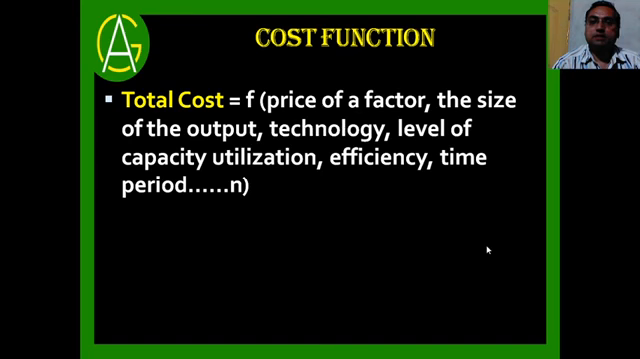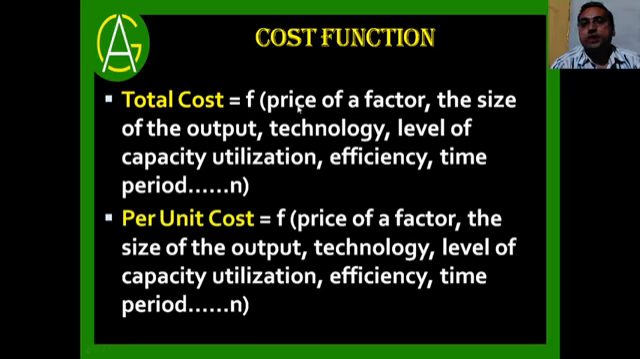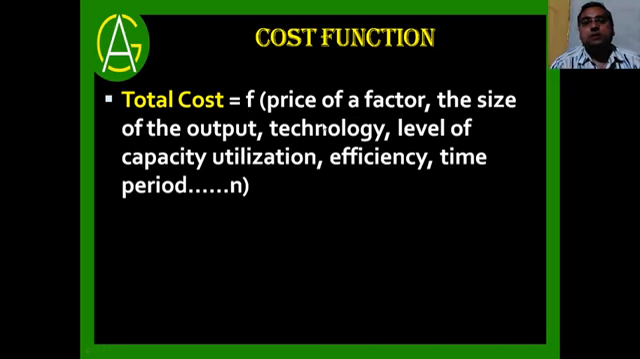Let us understand by the example here. If we are calculating total cost, the functional relationship is total cost equals F of price of a product, size of output, technology, level of capacity utilization, efficiency, time period, and n number of factors that affect this cost. Any change in these independent factors will bring a change in total cost. So this is considered as a total cost function.